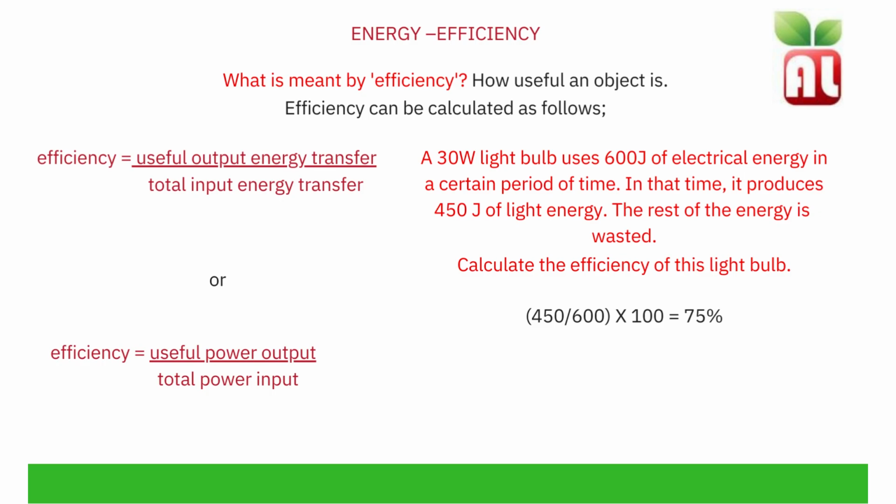You can increase the efficiency or make the object more useful by trying to reduce the wasted energy output. This might be done by lubrication or using a more efficient light bulb.